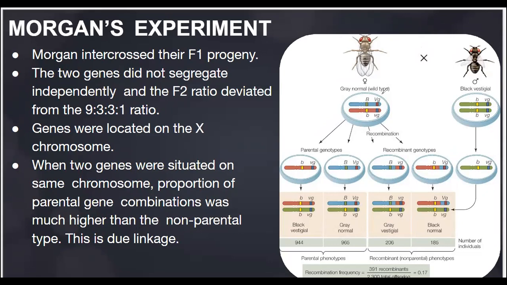So Morgan did this process, one of the examples that we just saw. You don't have to memorize this. This is not a task for the exam. From this, you just have to know that Morgan's experiment is just for understanding that from this experiment, the concept of linkage was put forth.